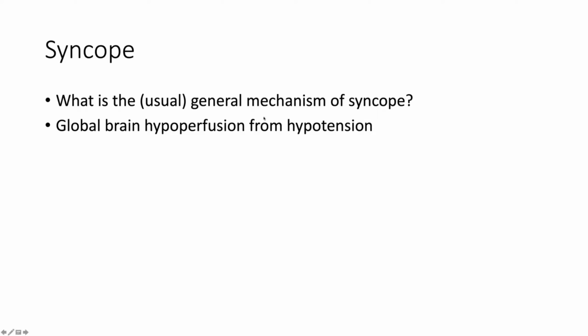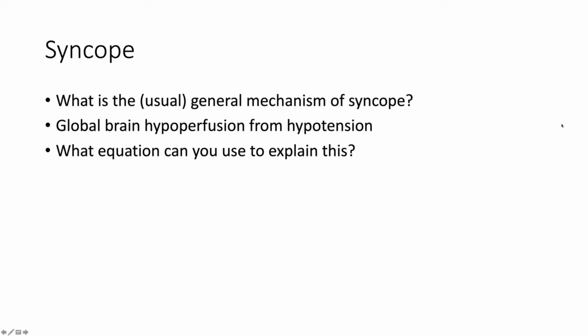There are less common causes, but I'd say 95% of the time, syncope is going to be because of some form of hypotension. Like vasovagal syncope is a hypotension because your vagal stimulus is too strong, you get really bradycardic, your cardiac output drops. As your cardiac output drops, your MAP drops, your perfusion pressure drops.